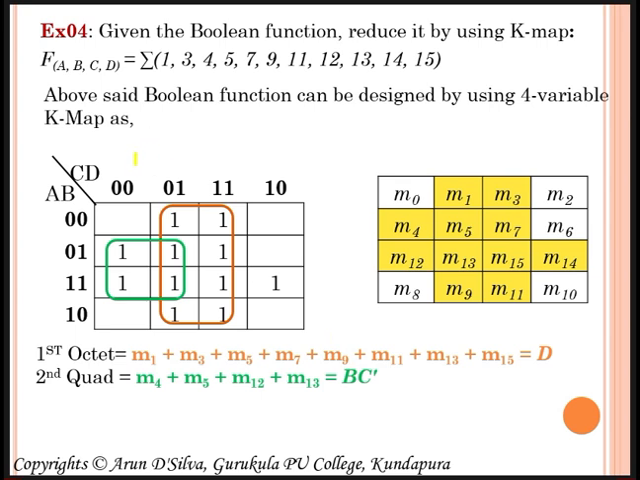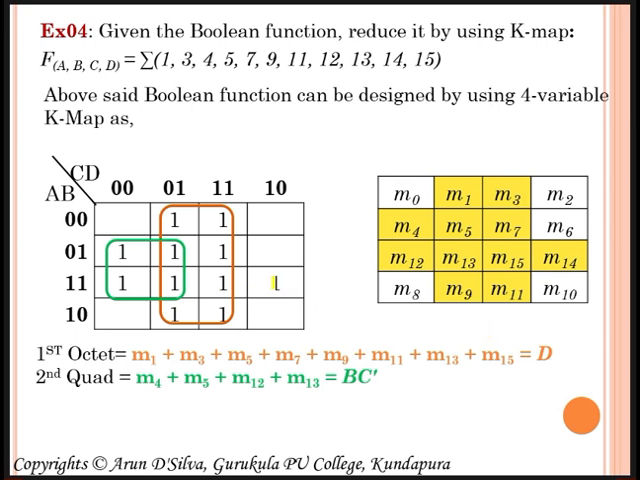Looking at the column side, the first and second column it belongs to. In the first column CD value is 0, 0. In the second column CD value is 0, 1. That means C value is the same in both the columns, that is 0. D value changes, 0 and 1. So we have to consider only C. As the C value is 0, we are taking C dash.